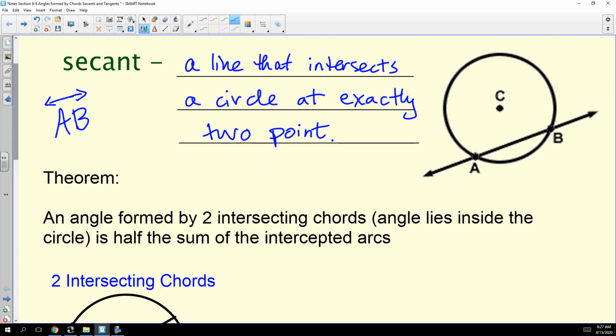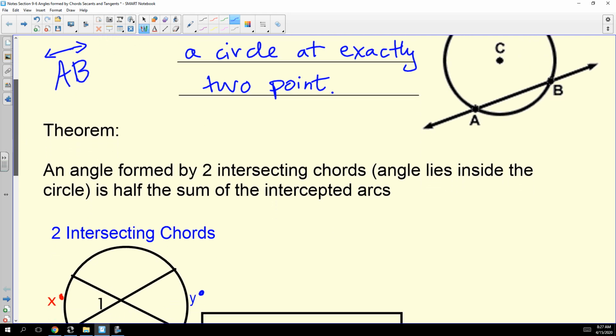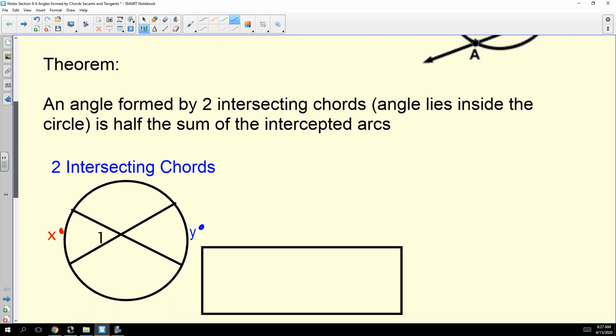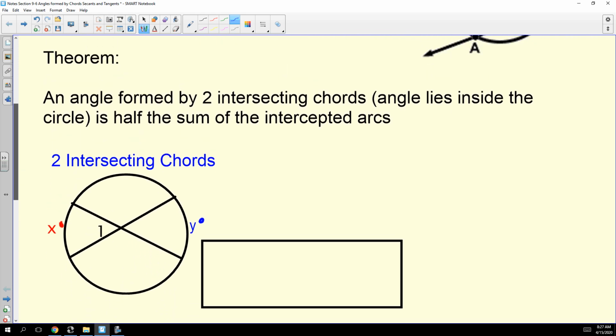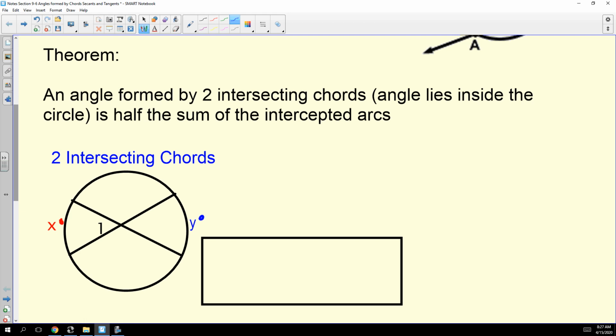And again, I'm going to give you the basics of what you need without actually proving each of the theorems that we're going to talk about. So it kind of boils down to just two major ideas when we talk about angles that are formed by intersecting chords or intersecting tangents or secants. The first one is an angle formed by two intersecting chords, and the angle lies in the interior space of the circle. That angle measure is half the sum of the intercepted arcs.